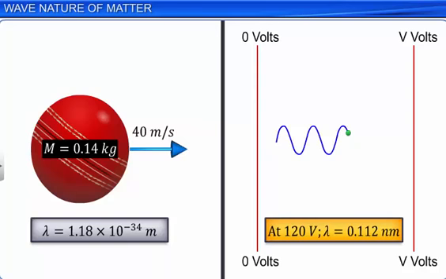This is the reason why macroscopic objects in our daily life do not show wave-like properties, whereas the de Broglie wavelength is significant and measurable in the subatomic domain.